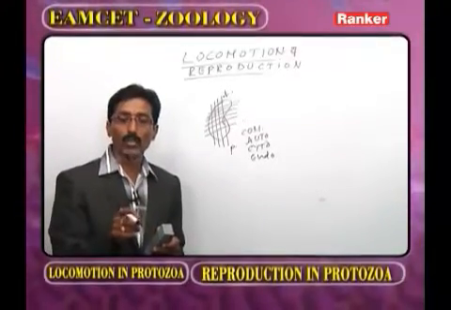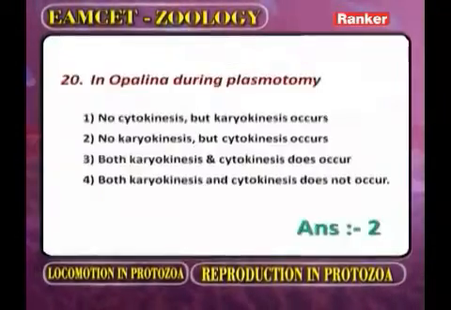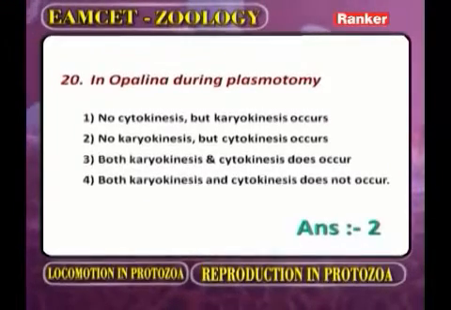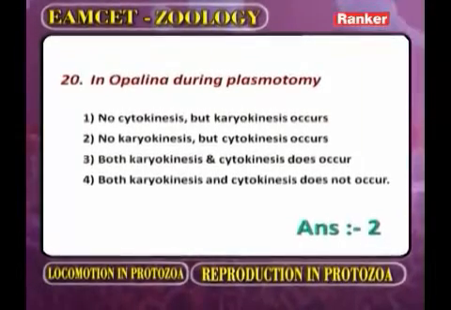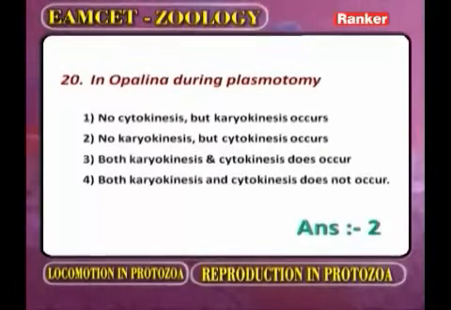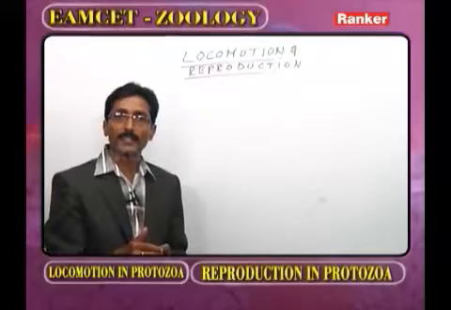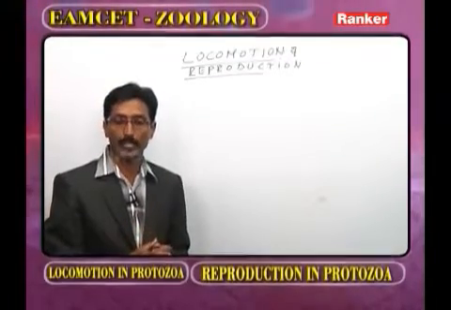Now you have to observe: no cytokinesis but karyokinesis. No karyokinesis but cytokinesis. Both karyokinesis and cytokinesis. Both karyokinesis and cytokinesis do not occur. Now, only cytokinesis but not karyokinesis. Now what is the correct answer? The second one. Now we have to discuss some more bits regarding the locomotion and the reproduction.